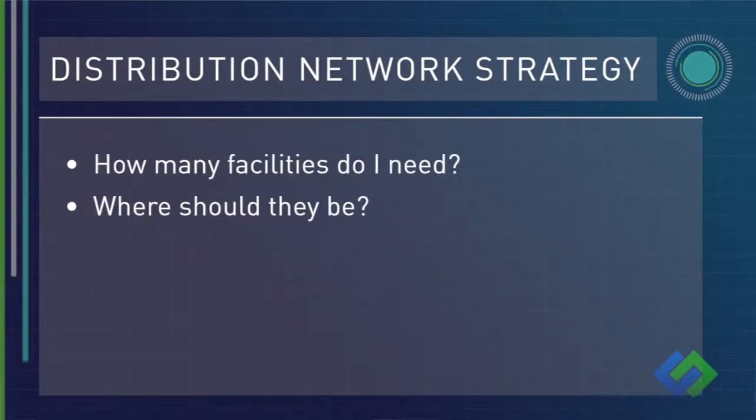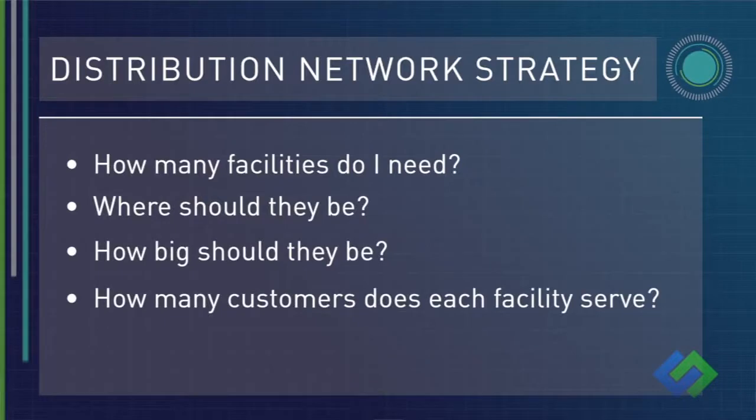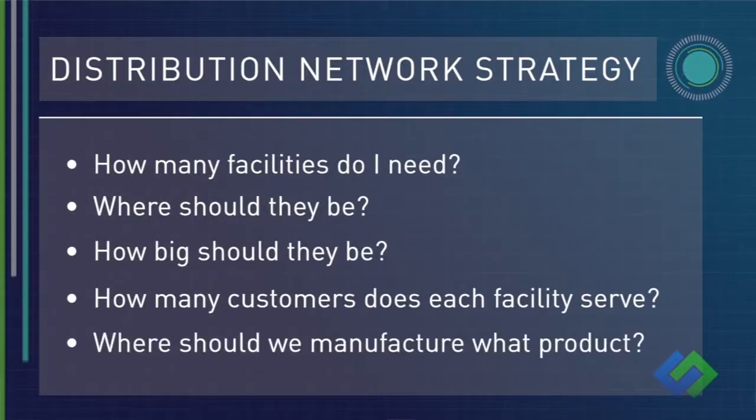Where should they be? How big should they be? How many customers does each facility serve? And lastly, an option is to actually model the manufacturing network as well. Where should we manufacture what product based on cost, capacities, et cetera. But a lot of the time, companies will just model the network of the distribution portion of their model rather than the manufacturing as well.